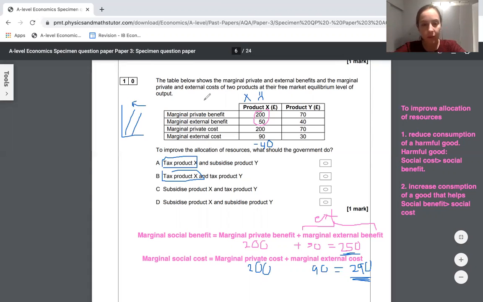So less of it will mean less harm. And let's go through the same process for Y. Let's figure out what it is adding in terms of benefits and costs to society. So again, if I add these two up, I will get the total social benefit.